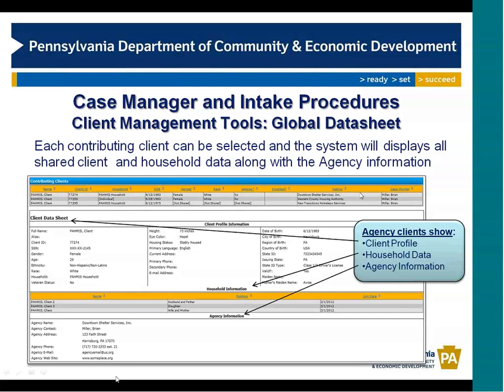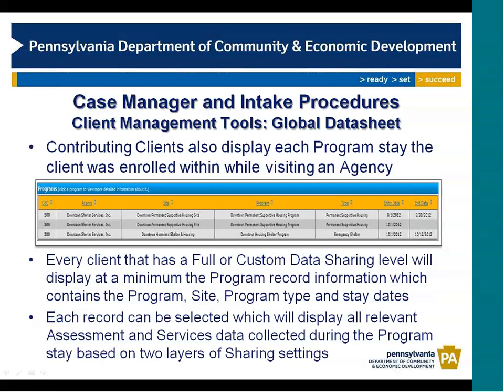Now, directly under that, whatever agency they were served at, it shows a little agency tab. That's information provided on that agency's profile, such as address information and contact information, in case you want to contact them to get additional information about the client or ask them about services. Now, the fourth area within each contributing client area is located directly below here, and it shows all the programs that client has been served within that particular agency.